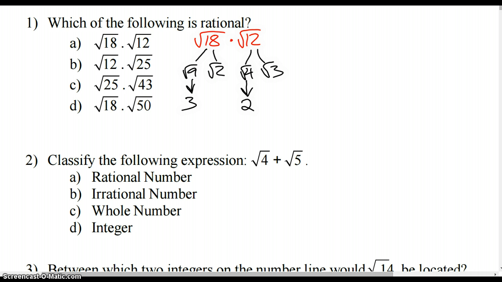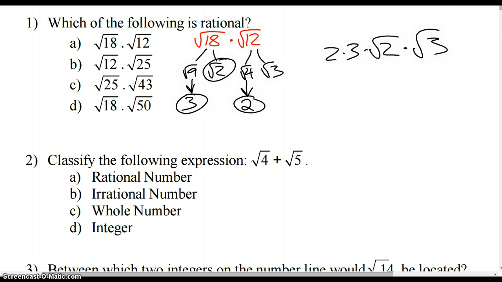So if I reordered all my multiplication, I could take 2 times 3 times the square root of 2 times the square root of 3. Alright? And what we get is 6 square root of 6. That is irrational, not rational. So it's not that one.